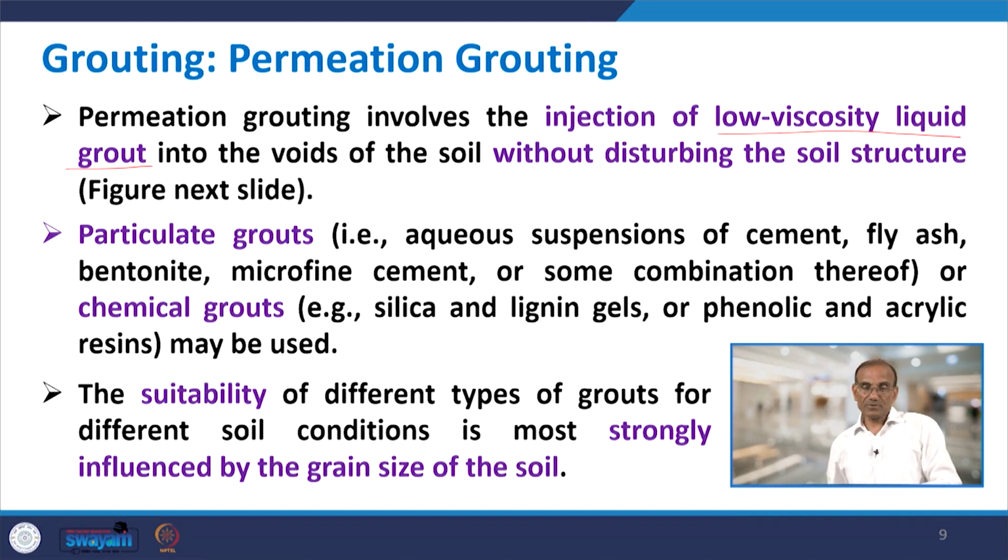What particulate grouts are used in this case? You can have an aqueous suspension of cement, fly ash, which is a waste material, bentonite, microfine cement, or some combination thereof used as a grout. Or chemical grouts, for example, silica and lignin gels or phenolic and acrylic resins, may be used. The suitability of different types of grouts for different soil conditions is most strongly influenced by the grain size of the soil.